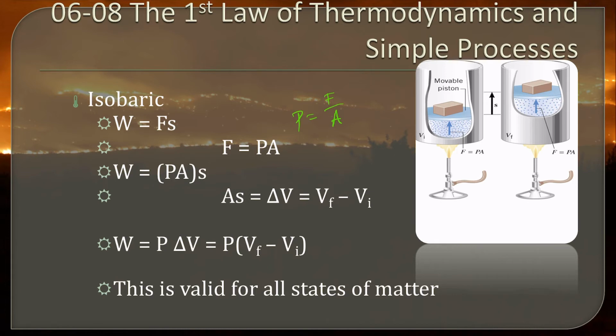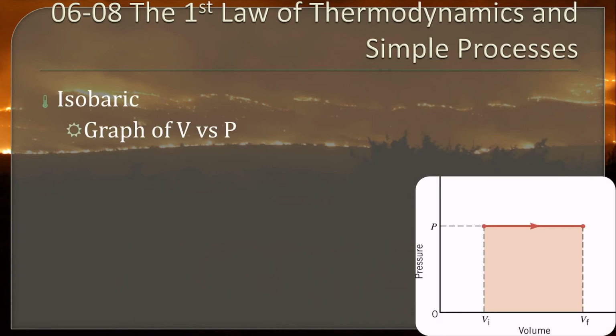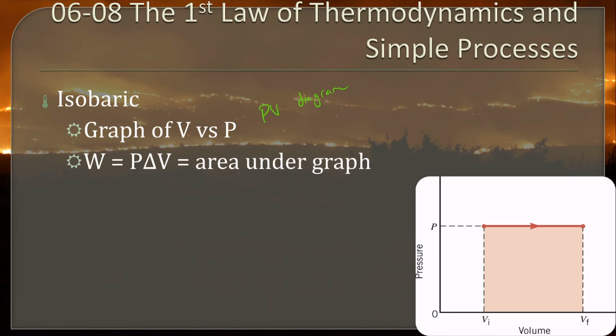So often how this is worked with is if we use a graph of volume and pressure. I use a PV diagram. The work would then be the area under the graph. So if our volume changed from here to there, stayed at a constant pressure, then the shaded area is the work.